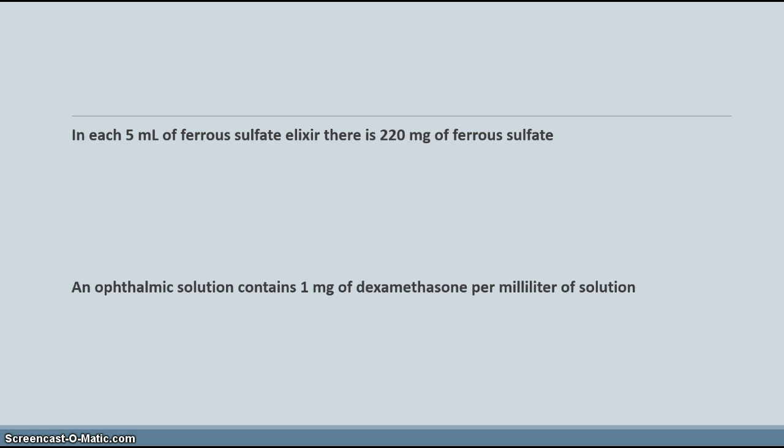So in each 5 ml of ferrous sulfate elixir, there is 220 milligrams of ferrous sulfate. So when you see this and they say write as a ratio, you can write 220 milligrams over 5 ml, or 5 ml over 220 milligrams, or 220 milligrams to 5 ml, or 5 ml to 220 milligrams.